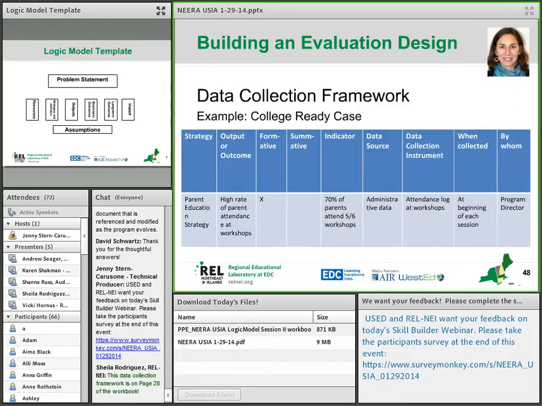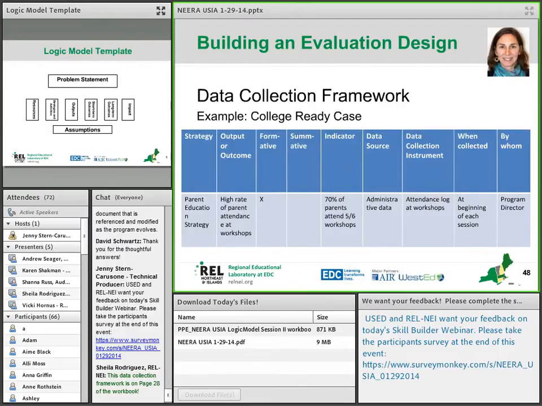Do we know we have that data? So what would the data source be? Well, administrative data. What is the specific instrument? An attendance log at workshops. Now, here's where it gets kind of interesting. You need to have someone collecting that information in order to actually know whether or not you're meeting that indicator of success. That may seem obvious, but if you're building your evaluation design from the very beginning, you can build in both the will among your participants to collect the data that you need and also know that you are collecting the data to meet the outcomes of interest.